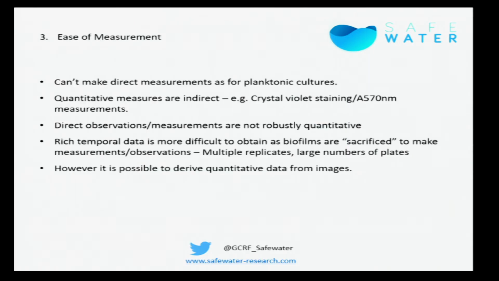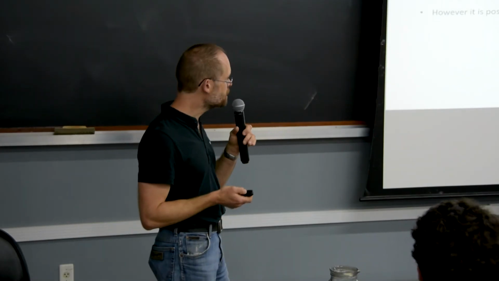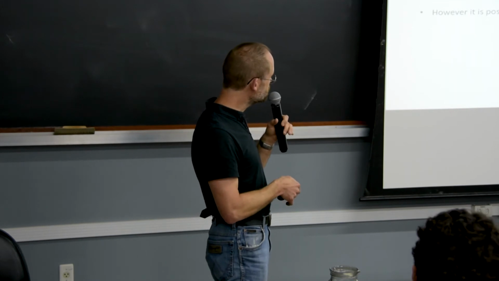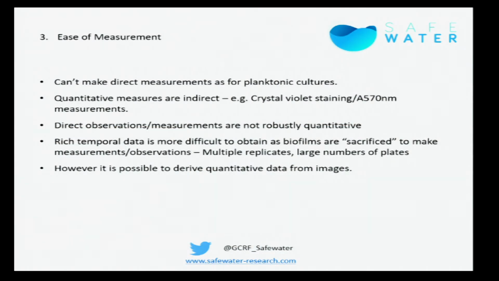So, as I've said, in terms of ease of measurement, we can't make direct measurements. We can do crystal violet, which is indirect, and it is the go-to method, no doubt about that. We can make direct observations and measurements, and we get lovely, pretty pictures, but we don't necessarily generate any numbers from these. As I mentioned earlier on, we must sacrifice our microtiter plate at 24 or 48 or 72 hours if we want to make an optical density measurement of crystal violet.